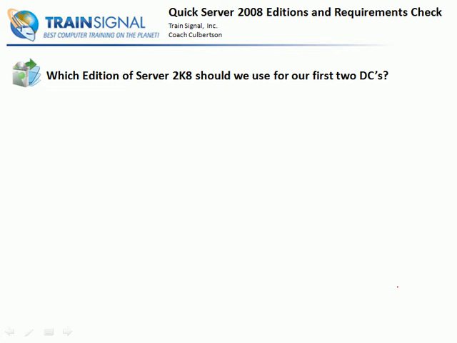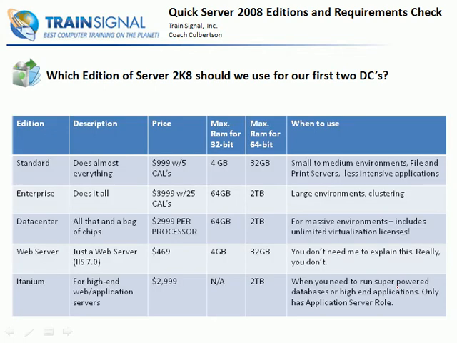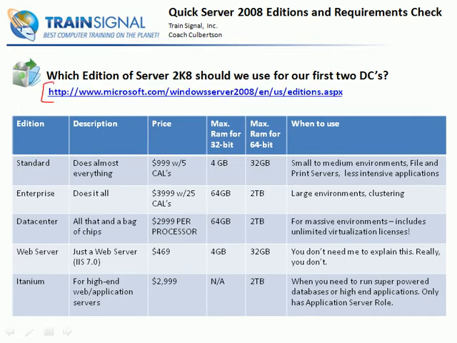Now that we know a little bit more about what the hardware requirements are, you can evaluate what edition should we use for the first two domain controllers. Now, again, I'm pulling this stuff straight off of Microsoft's website. Here's the link. And this one I'm really going to advise you to go to when you're doing your initial planning, deciding which one to buy, because there's a lot more information on their website, and it's easy to get to. So just jump over there, take a few minutes, and read through that.